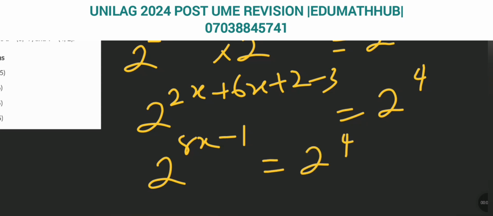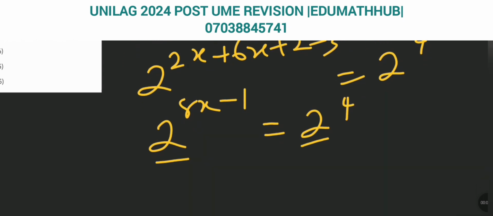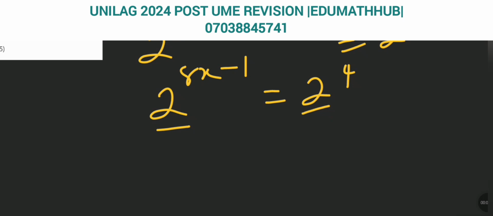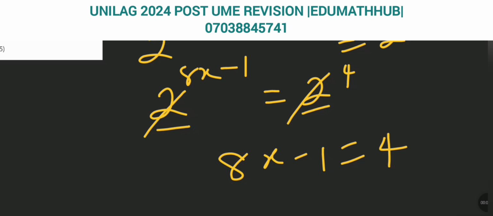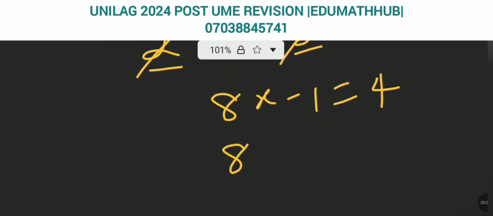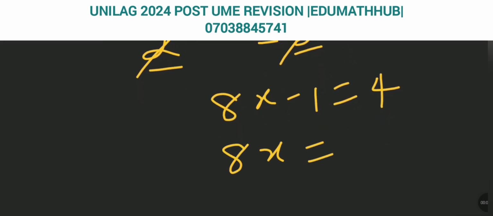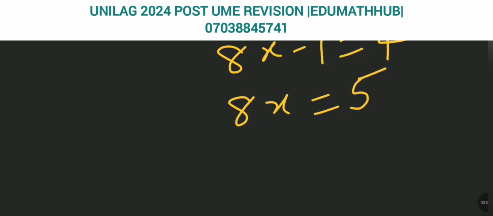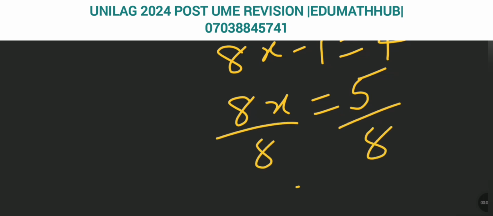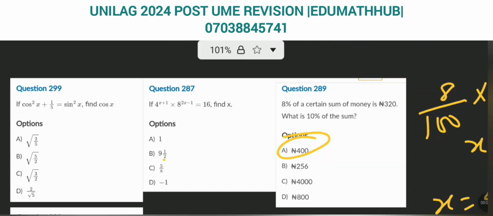So at this point, the base is the same. So you can cancel the bases. Just equate the powers. So you have 8x minus 1 is equal to 4. So that will give you 8x, collecting like terms, that will be 4 plus 1, which is 5. Divide both sides by 8. Then get your answer as x equals 5 over 8. So go to the option and look for 5 over 8.